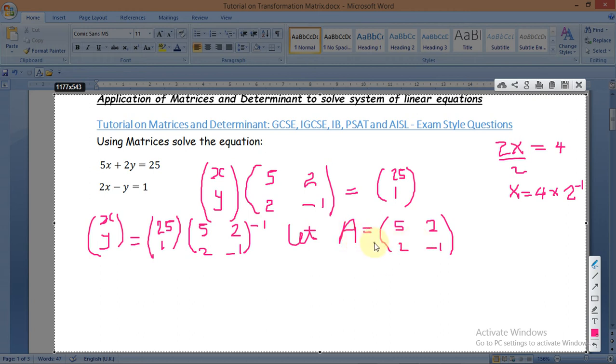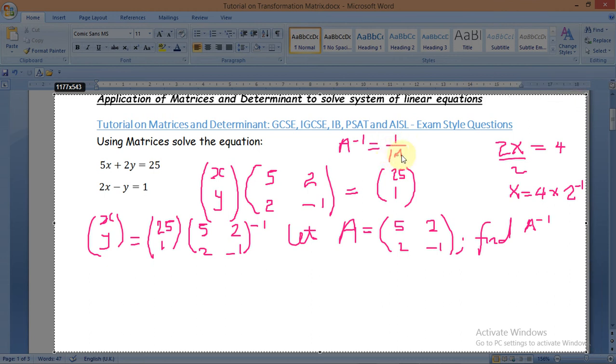Now, let's say the question asks you to find the inverse of A. I want to find A inverse. By definition, A inverse equals 1 divided by the determinant of A, multiplied by the adjoint of A. Don't forget the adjoint. Let me just put A asterisk because of my time. I'm sorry, guys. So where A star is the adjoint of A.